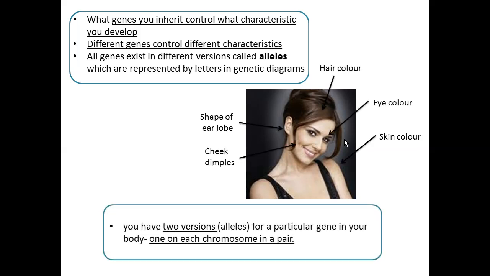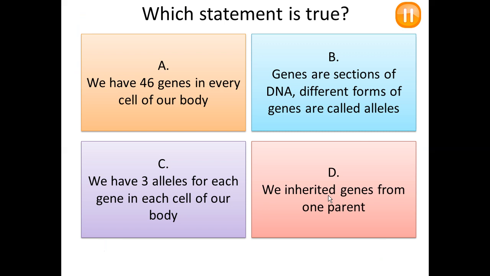And this is what we just said. And those are some examples of characteristics that you can inherit from your parents. For example, the hair color, the eye color, the skin color, shape of earlobe, or cheek dimples, to refer to the driving question.